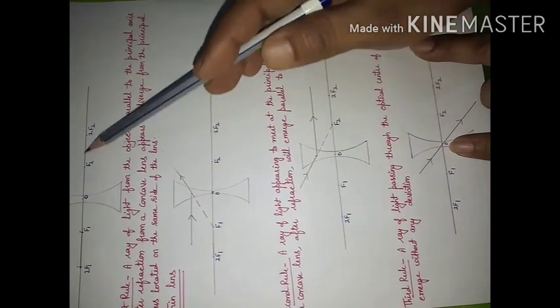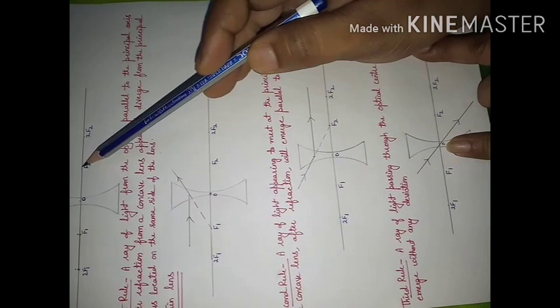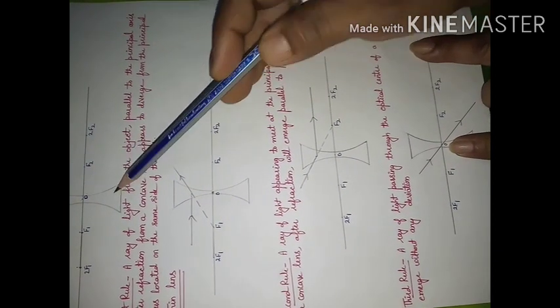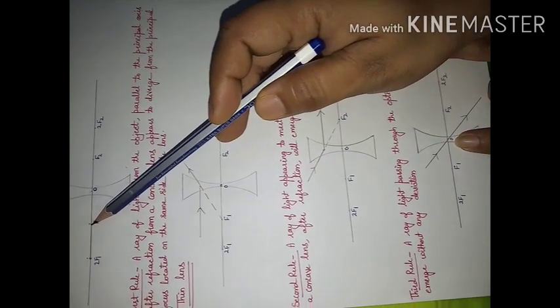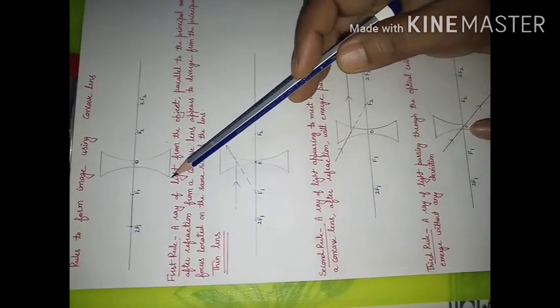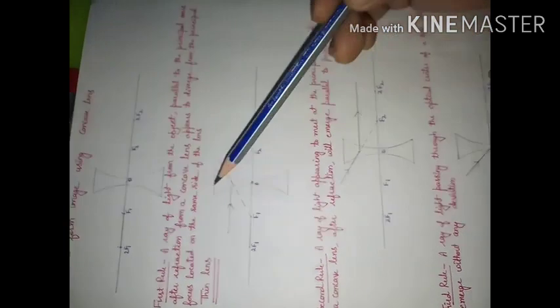This is principal axis. This O is representing optical center. This is one principal focus. This is center of curvature for this curved surface. This is another principal focus, and this is center of curvature for this curved surface. To draw image using concave lens, we should follow three rules.